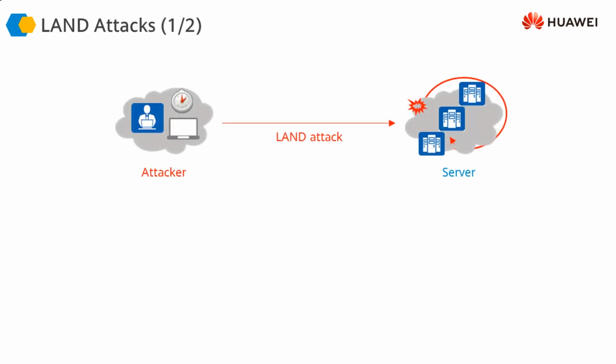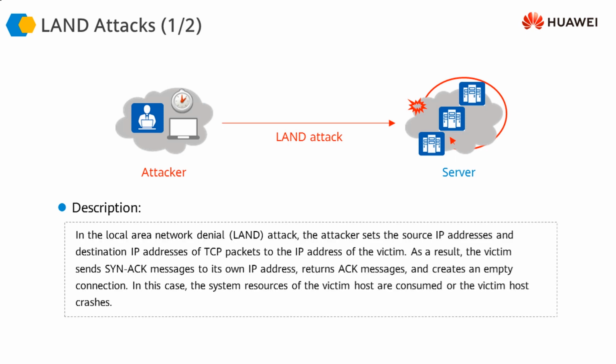Similarly, another type of attack is the land attack. As you can see, in the case of a land attack, the attacker sets the source and destination IP address of TCP packets to the IP address of the victim, which means that it sends a SYN message to one of these servers, whereby the destination IP address and even the source IP address are those of the same server. And when this packet reaches the server, it is going to send a response to itself. So the packet apparently is coming from the same server and is going to the same server.